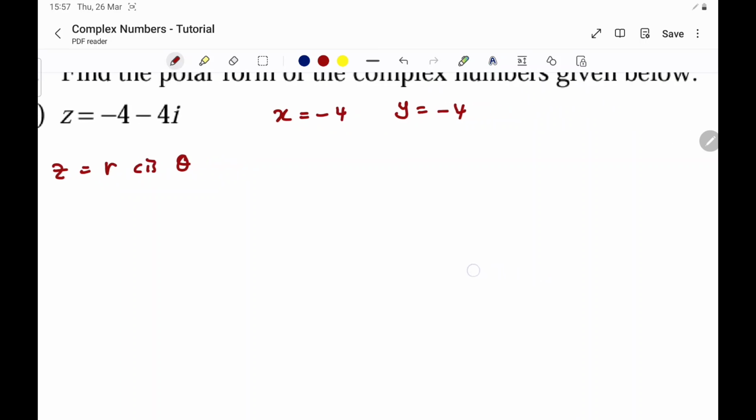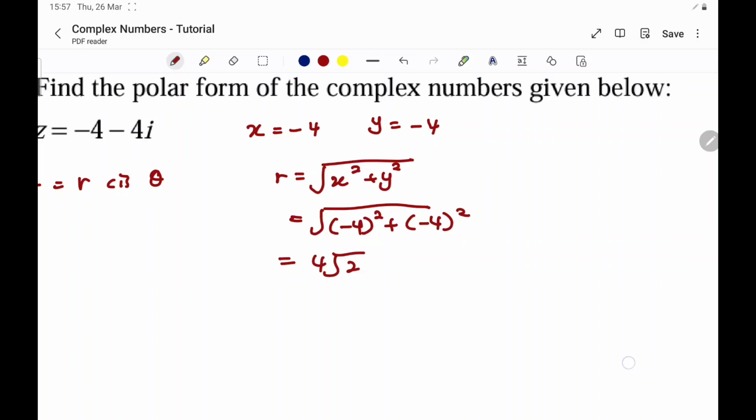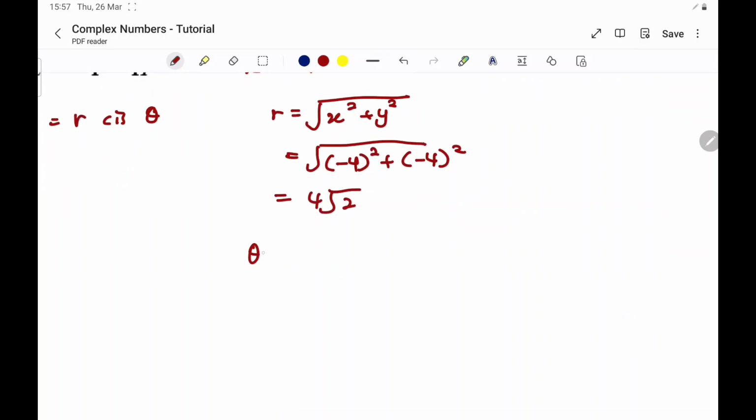Then in order for us to find r, we have to use square root of x square plus y square. So you will get negative 4 square plus negative 4 square, which is equal to 4 square root 2. And then we have to get theta as well, correct? So theta, the formula is inverse tangent of y divided by x.